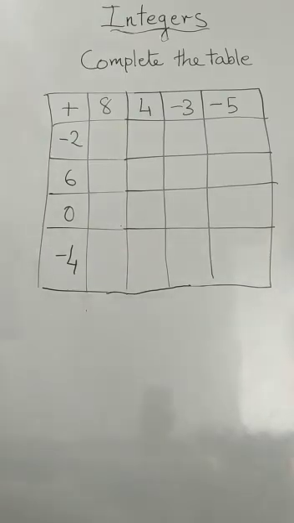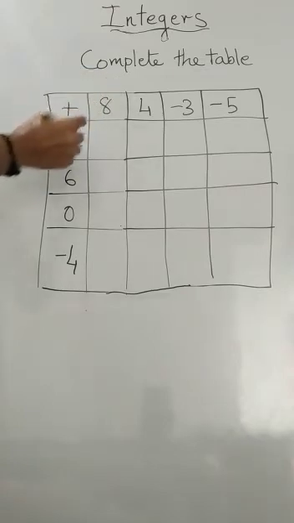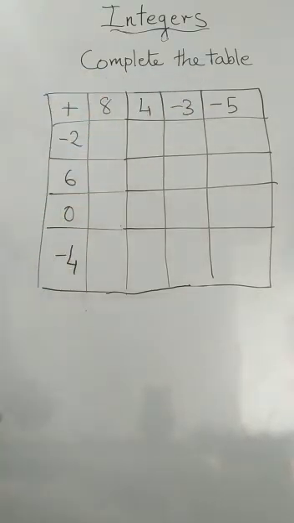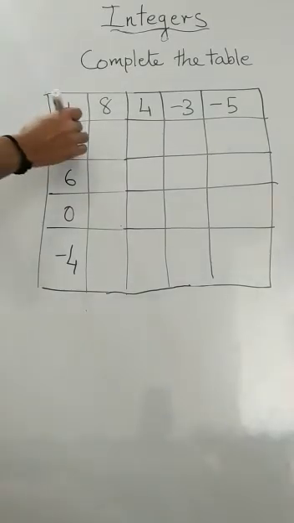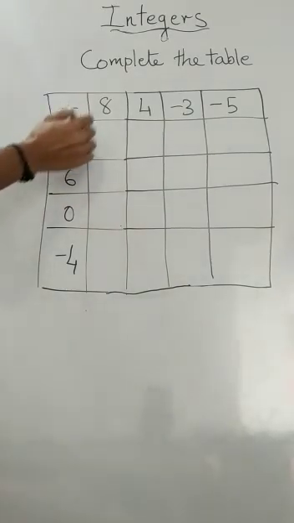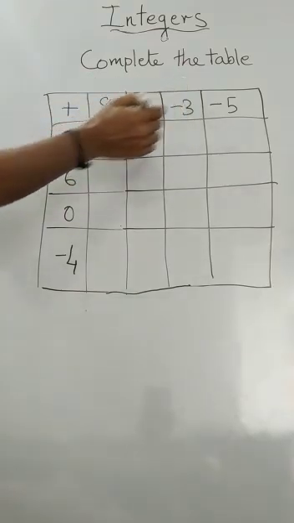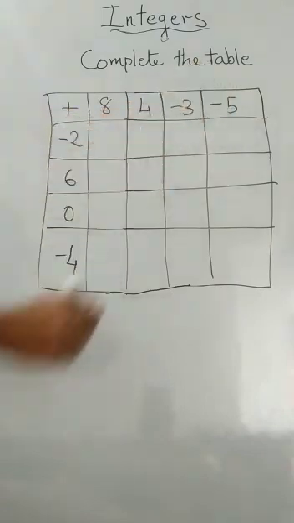Next one is complete the table. Next question. What is it? They have given a table. Here they have given some numbers and here also some numbers are being given. So you have to complete the table. That is, you have to add minus 2 to 8, minus 2 to 4, minus 2 to minus 3 and minus 2 to minus 5.